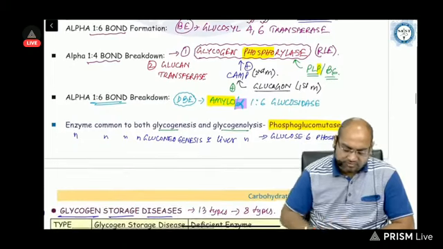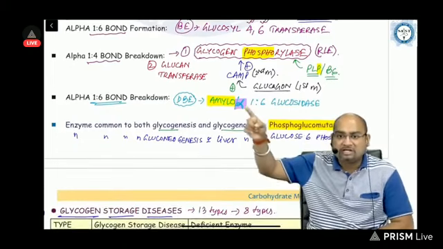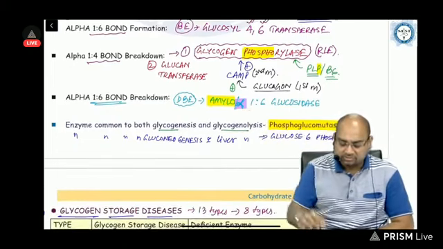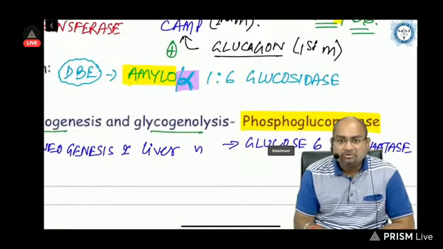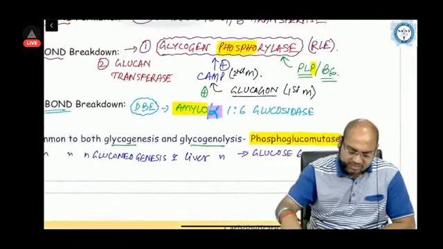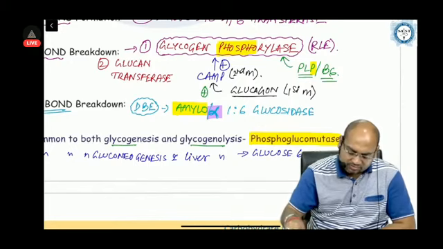For alpha 1,6 bond breakdown, my dear friends, the enzyme is called amylo alpha 1,6 glucosidase.